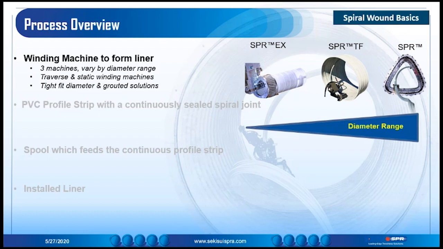Finally, the machinery that is used allows the liner to be a tight fit against the host pipe, or leaves an annular space that will be filled with a grout. The decision of whether to use a tight fit or grouted solution will be discussed later in the presentation.